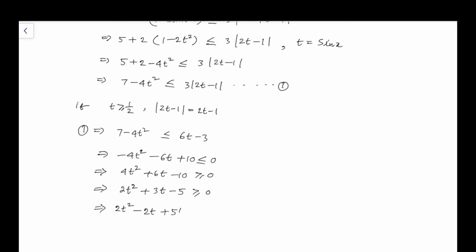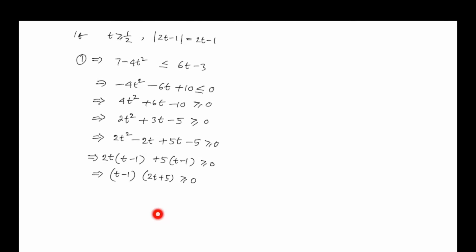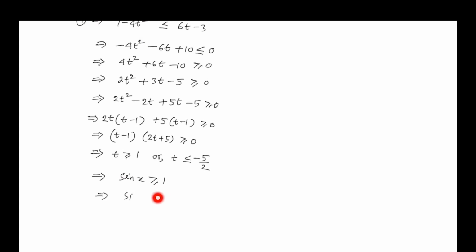Now we will try to solve the quadratic expression on the left hand side by factoring. So we see there is a possibility of factoring. It will become t minus 1 into 2t plus 5 greater than or equal to 0. That means either t is greater than or equal to 1 or t is less than minus 5 by 2. But as t is greater than half, this possibility is ruled out. So the only case is that t is greater than or equal to 1, and t is sin x, so sin x is greater than or equal to 1. So in particular sin x is 1.